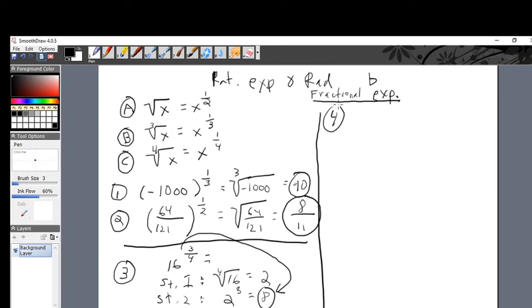Problem number 4. How about problem number? What did I just do? I meant to call this problem 1 and problem 2. Too late. This is 3. This is 4. It's okay.